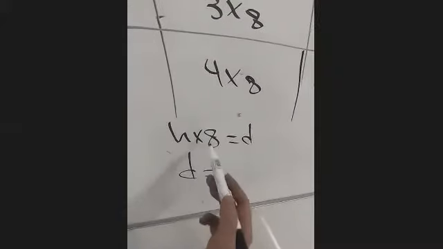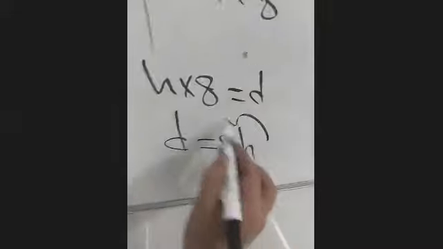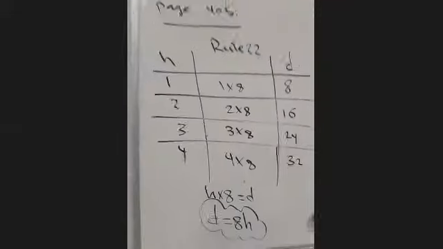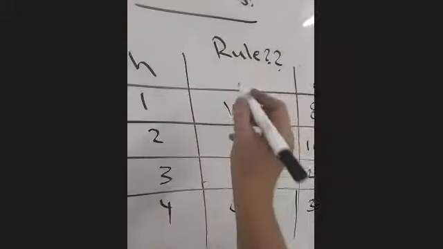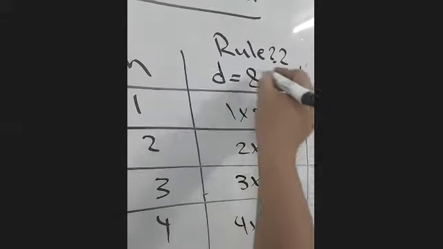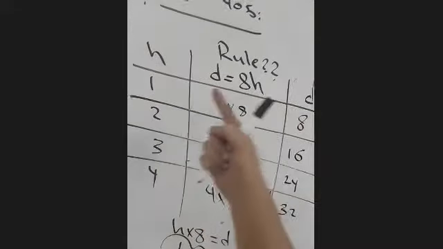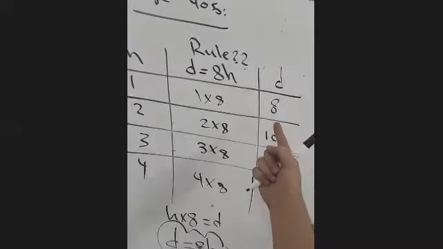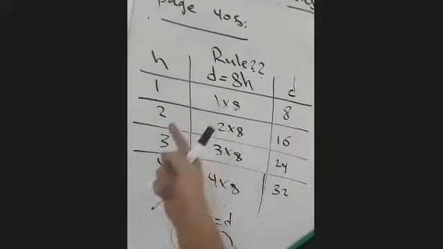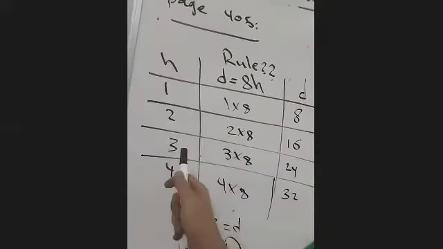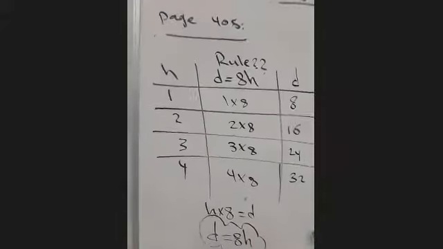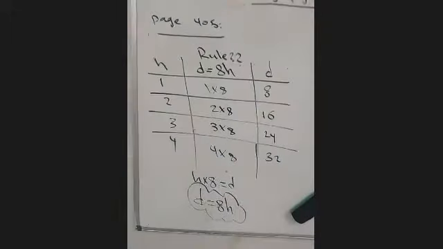We don't write it like this. We write it as 8H. So the formula is D equals 8H, which means 8 multiplied by H. Now, to be sure, replace H by 1: 8 times 1 is 8. Replace H by 2: 8 times 2 is 16. Replace H by 3: 8 times 3 is 24. Replace H by 4: 8 times 4 is 32. We are done. This is the idea of this table on page 405.